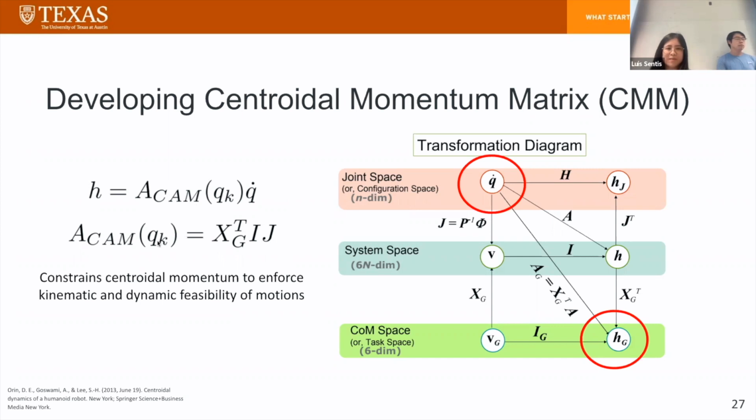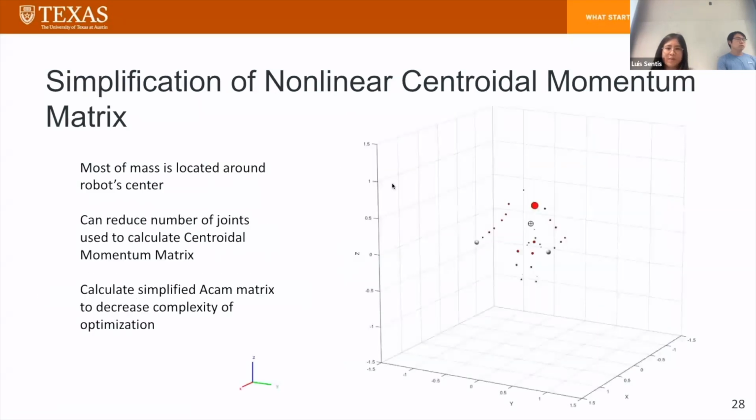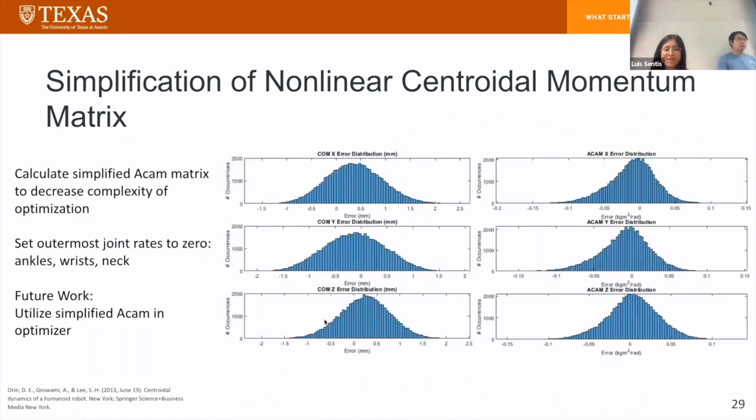So what we tried to do was simplify this A_CAM matrix. We saw that a lot of the robot's mass was concentrated around the center of mass, so we decided to reduce the number of joints that were needed for the A_CAM matrix. We got rid of the neck, the wrists, and the ankles. You can see that they're pretty small. So yeah, this is the performance of that.